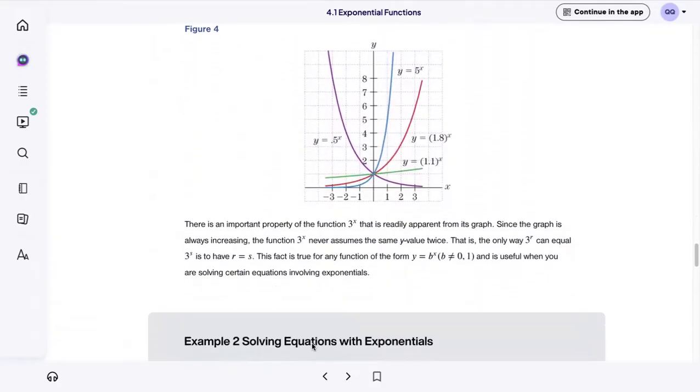Now we have this purple color. So this purple color is a halving model. So half raised by x, or 0.5 raised by x. So we see this function is a decrease in function, right? As x increases, the function value decreases.